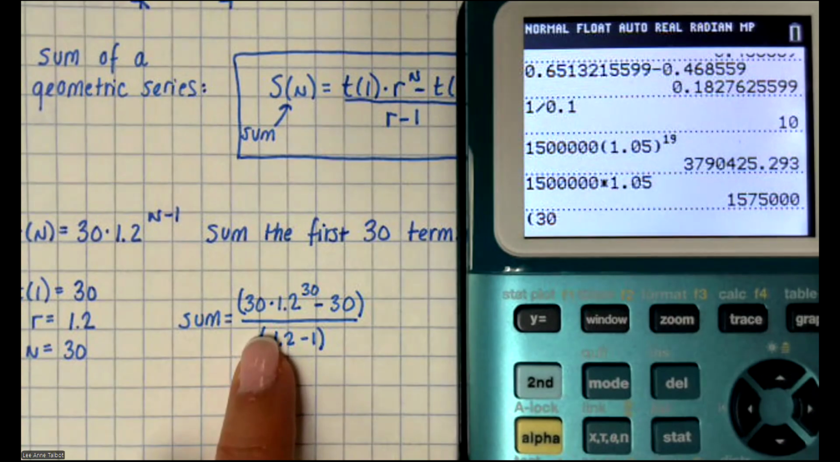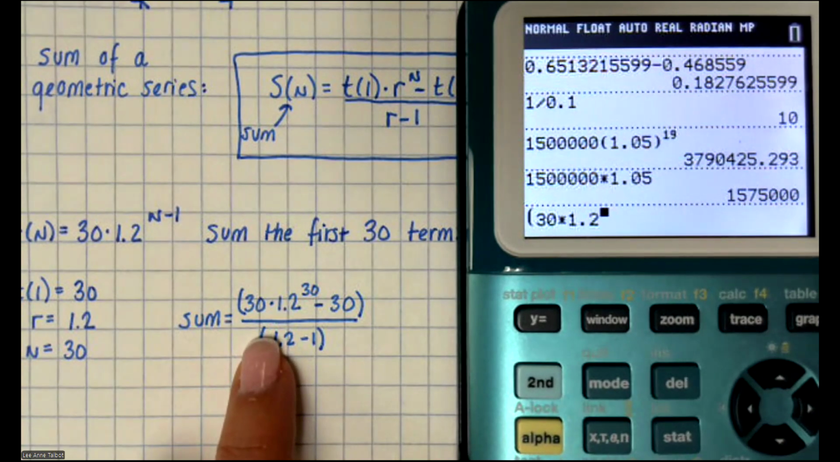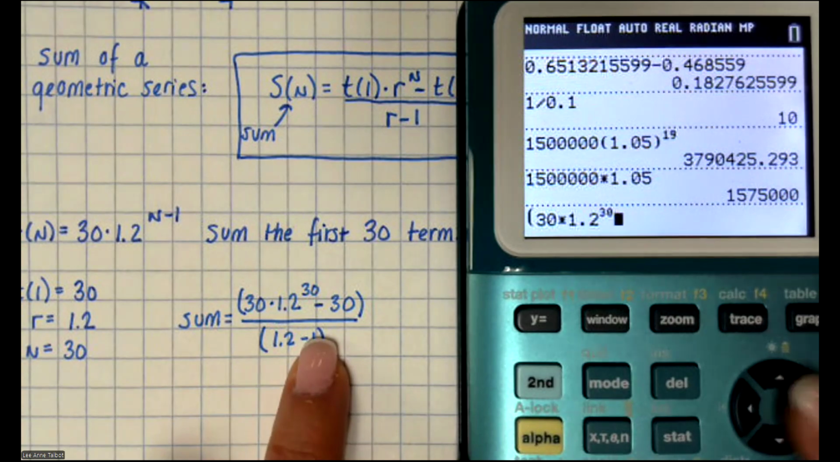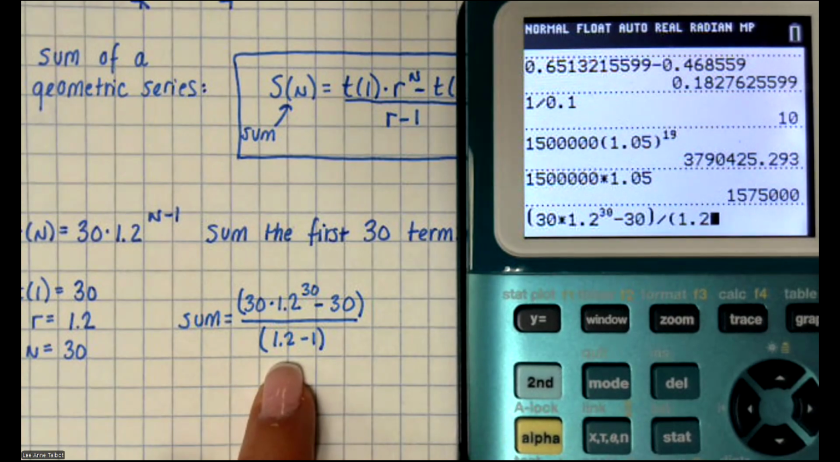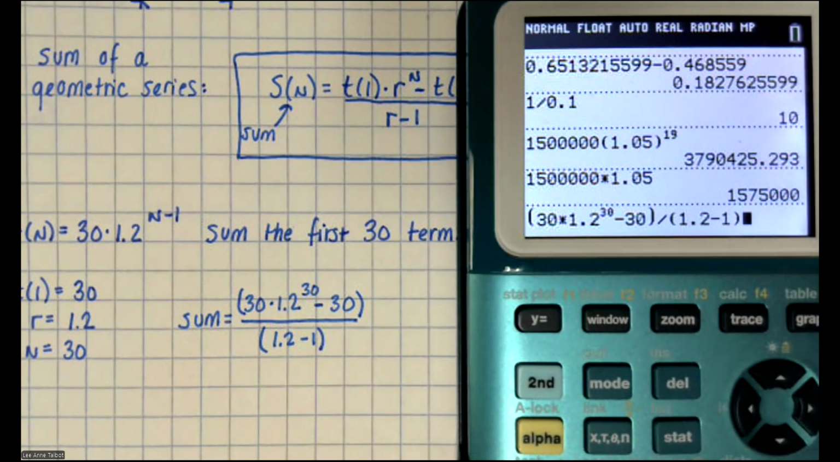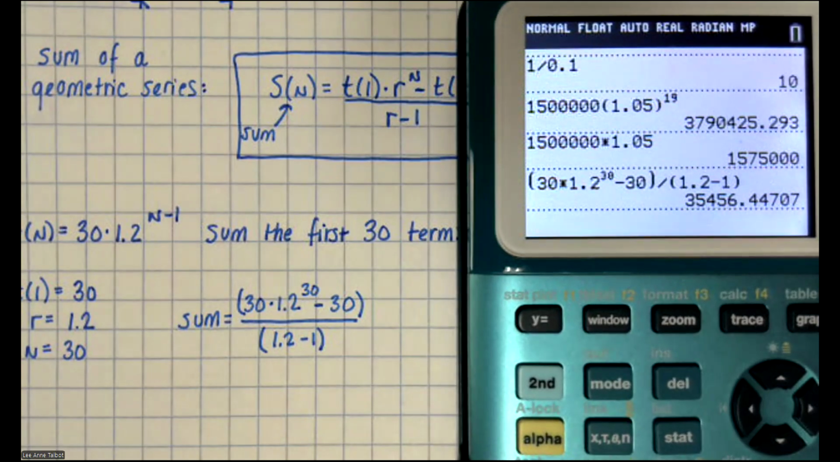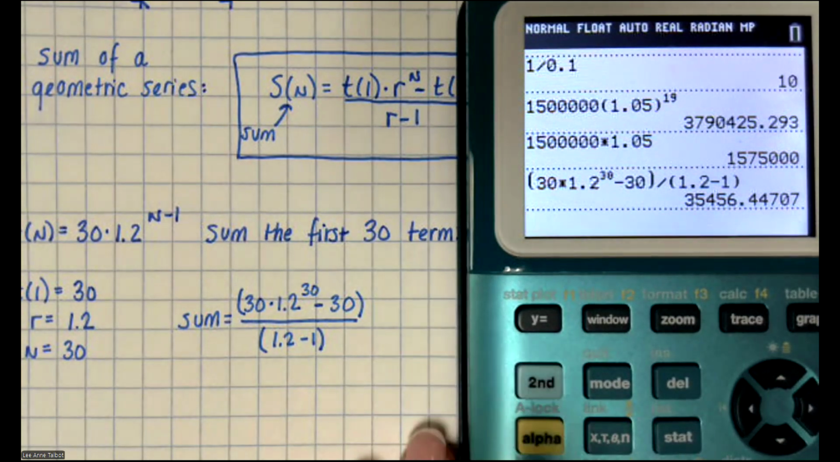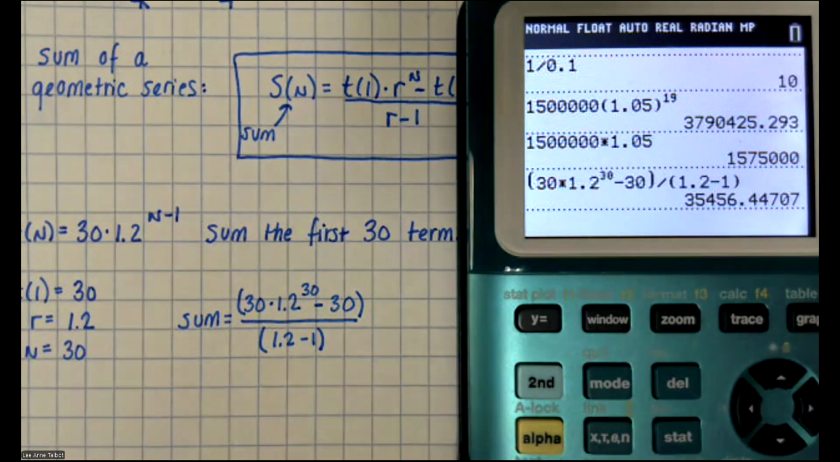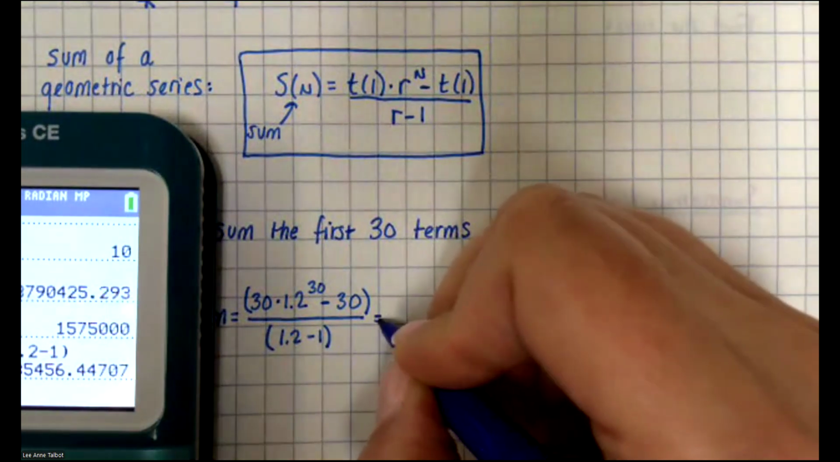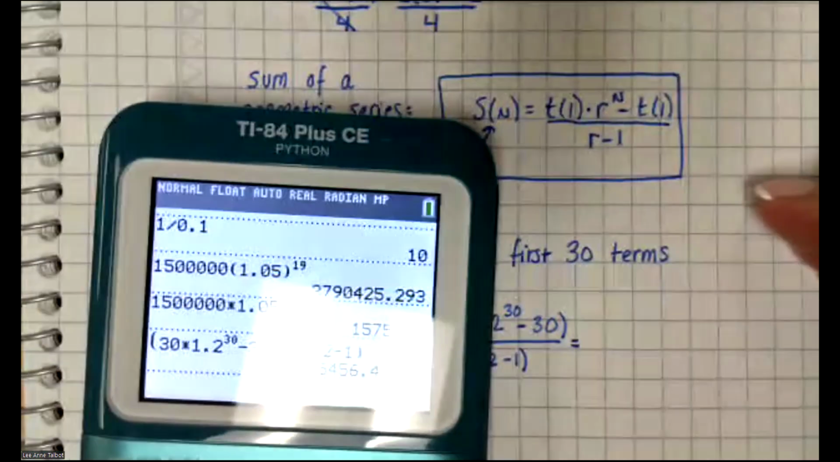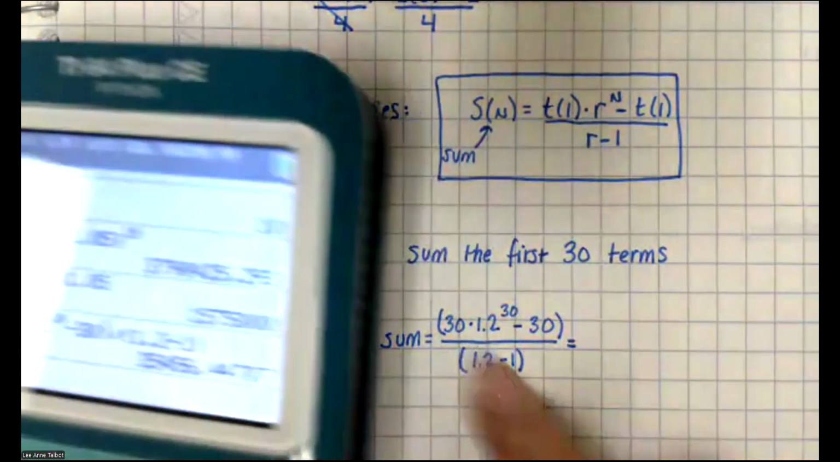So 30 times 1.2 to the 30 minus 30 divided by 1.2 minus 1. You guys see my parentheses around the top, parentheses around the bottom. If you want to do one fell swoop, that will work. 35,456.44 45. Do not be freaked out by the fact that sums are decimals for geometrics. It happens all the time, especially when your multiplier is a decimal.